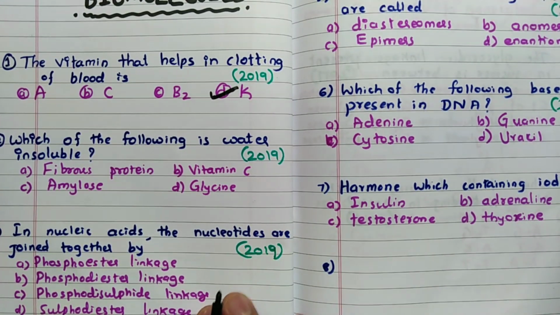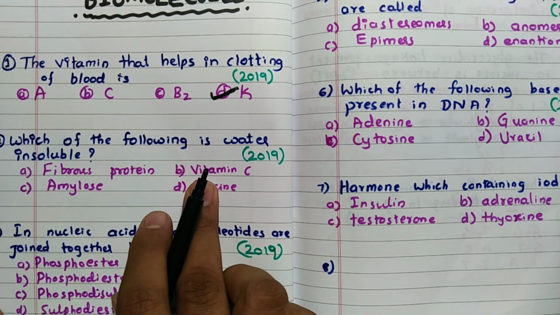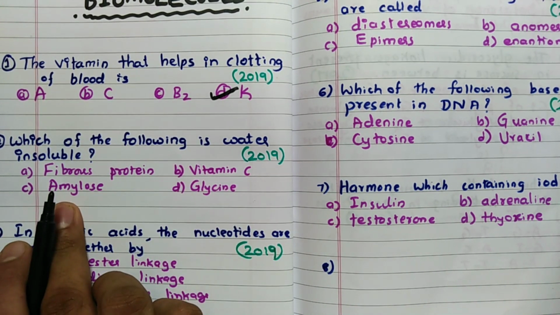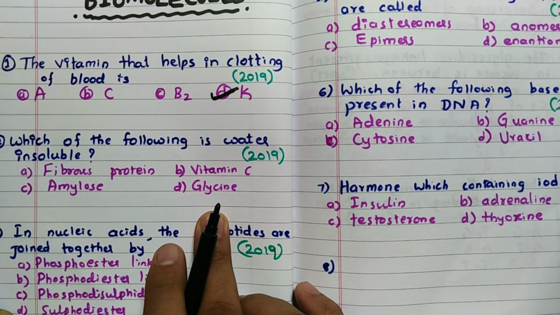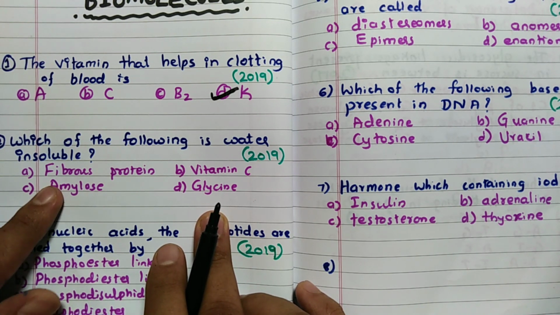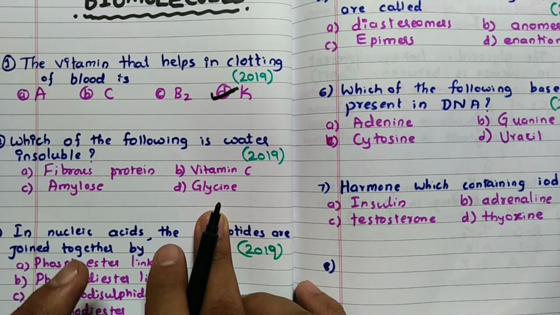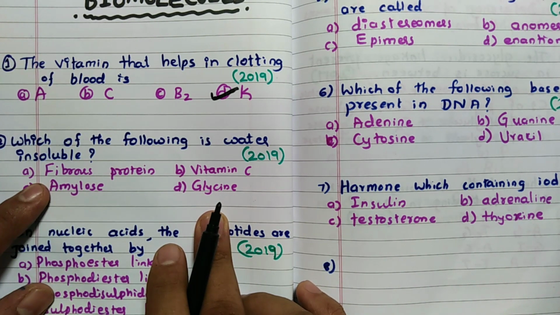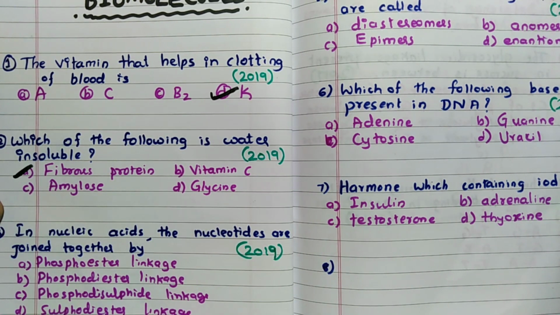Second one: which of the following is water insoluble? Very simple question. Vitamin C is water soluble. Amylose is water soluble. Glycine we don't know, because for amino acids we never discuss solubility. It may or may not be soluble, but you have to know about fibrous protein. I told about fibrous protein and globular protein. Globular protein is water soluble, but fibrous protein is water insoluble. Hence the answer for this question is A.